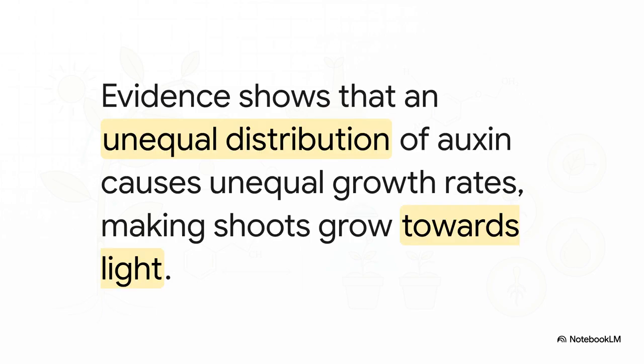So, we have to bring it all together. This is the big takeaway. In your seedlings, with light from one side, the auxin hormone moves over to the shady side of the shoot. That buildup of auxin makes the cells on the shady side grow longer and faster than the cells on the light side. And that unequal growth is what physically pushes the shoot and makes it bend towards the light. Your results are the evidence that proves this whole theory works.